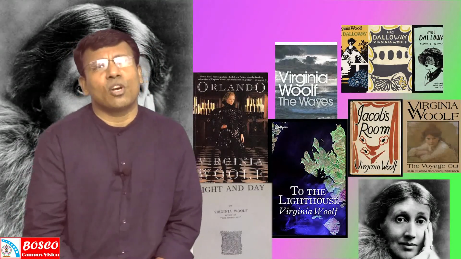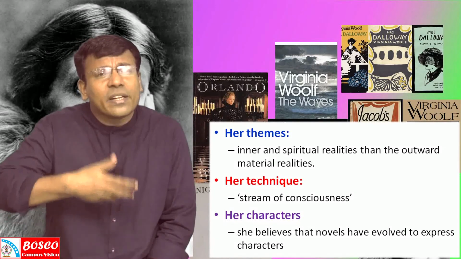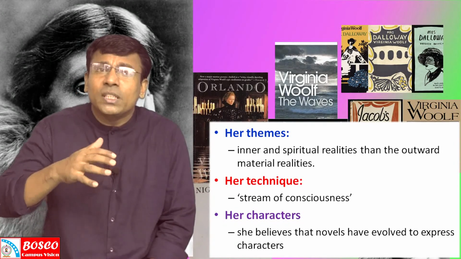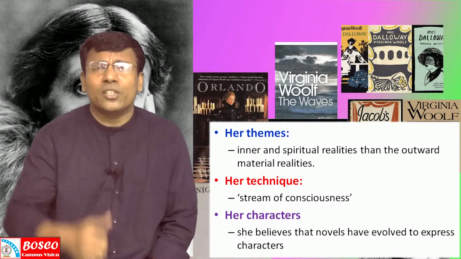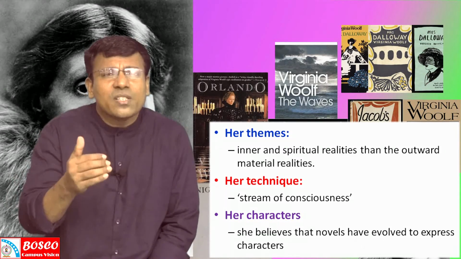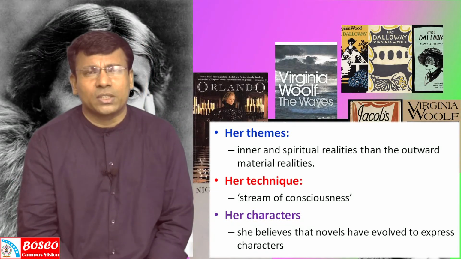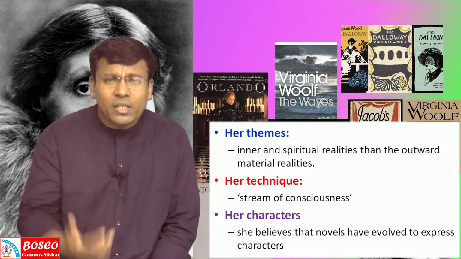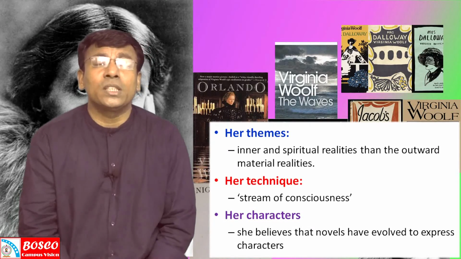Now, what are some of the features of the novels of Virginia Woolf? The themes of Virginia Woolf are inner and spiritual realities rather than outward material realities. Her characters are seen to be in search of the inner realities of life. So, the inner realities of life are the themes of her novels. As for technique, she rejected the conventional conceptions of the novel. She invests character presentation with the stream of consciousness method. Prior to Virginia Woolf, Dorothy Richardson and James Joyce had used this method. James Joyce was a greater exponent of this method than Dorothy Richardson and Virginia Woolf. So, Virginia Woolf also uses this particular method, stream of consciousness.